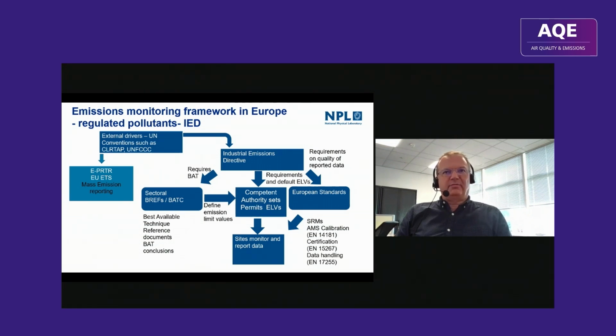The Industrial Emissions Directive requires regulators, competent authorities, to set the permits based on those associated emission limit values. So these reduced and lowering emission levels associated with best available techniques are required to be placed into permits, and that is driving the requirement for monitoring and reporting in a regulatory context at lower concentrations.